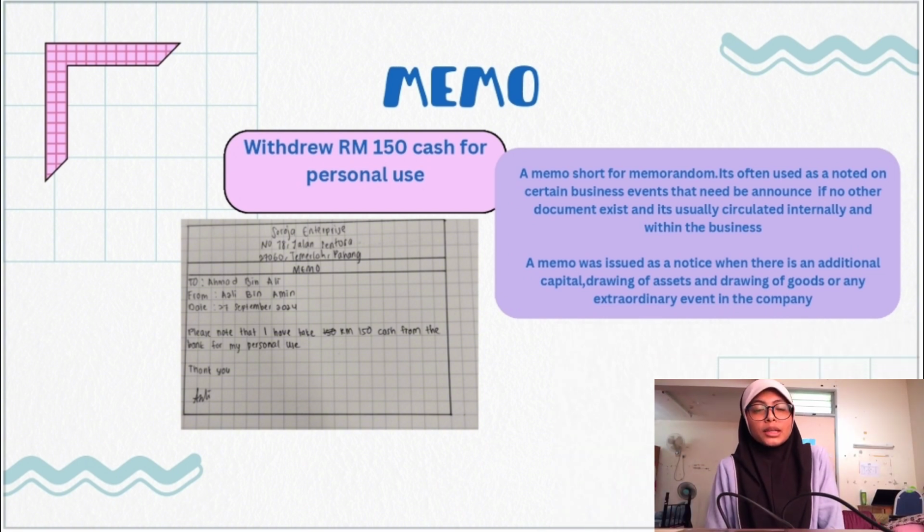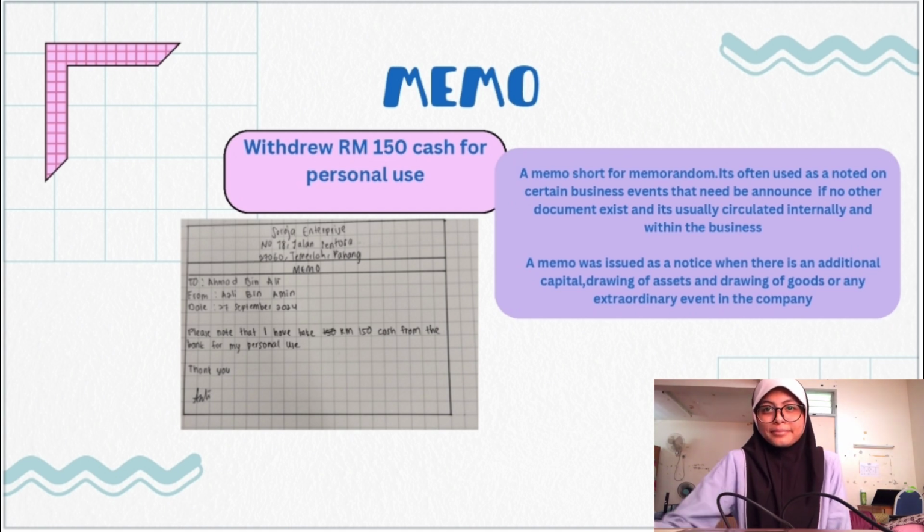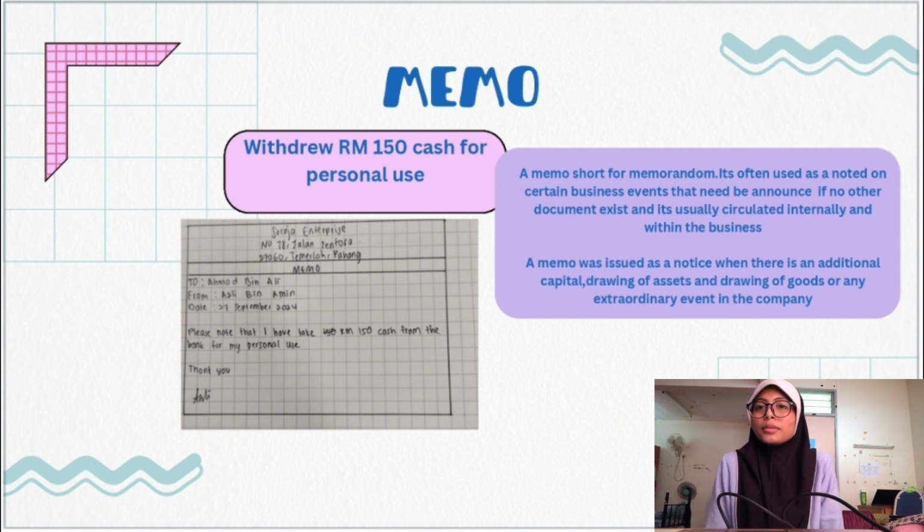Okay, the third document is memo. So what is a memo actually? Memo is short for memorandum. It's often used as a note on certain business events that need to be announced if no other document exists, and it's circulated internally within the business. A memo is issued as a notice when there is an additional capital, drawing of asset, drawing of goods, or any extraordinary event in the company. So basically, you use a memo when you make a drawing in a business.